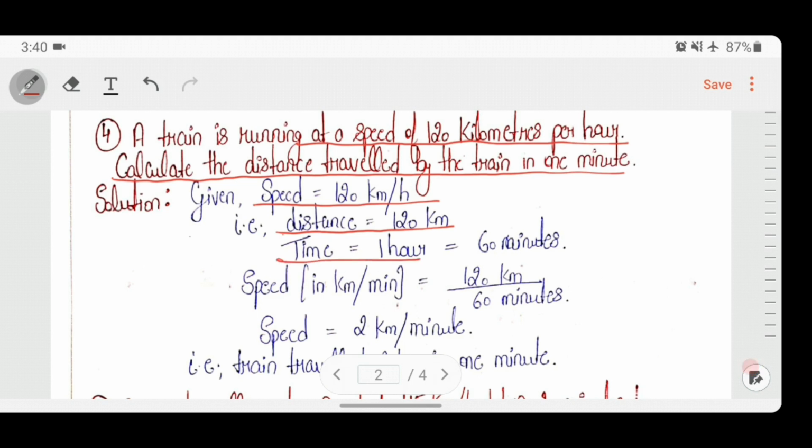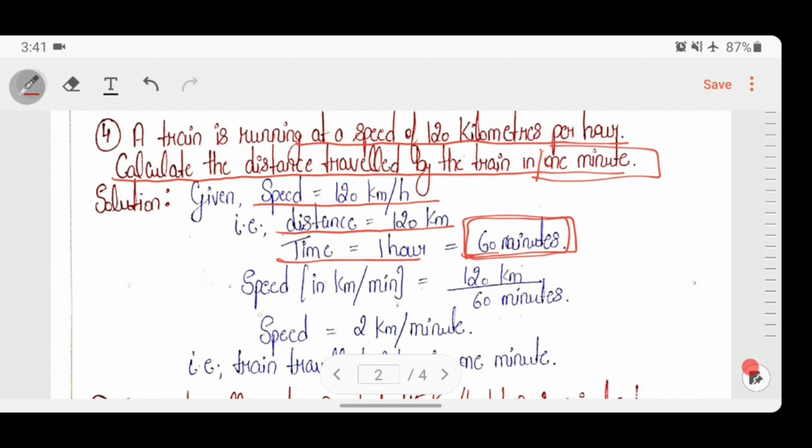What we have to find here is the distance traveled by the train in 1 minute. So first of all, we have to convert this time into minutes, so we can easily find the distance traveled by the train in 1 minute. We know that 1 hour is equal to 60 minutes, so we can write that time is equal to 60 minutes. Sorry, I said seconds, but this is minutes, 60 minutes.